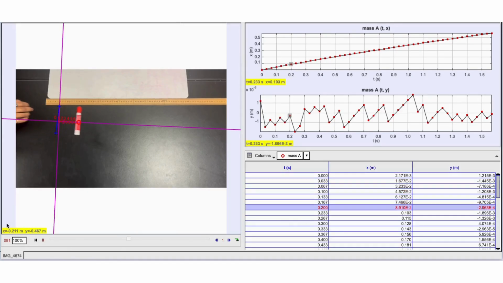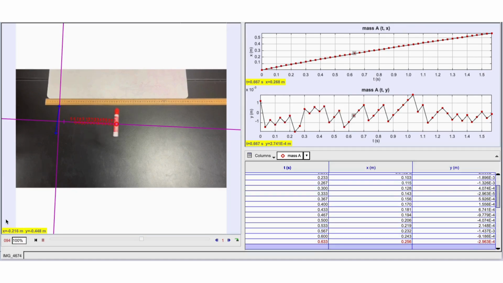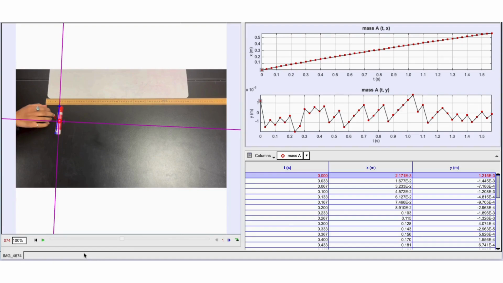In this experiment, we recorded a video of an object moving in a straight line across the field of view, ensuring the camera remained stationary. We included a meter stick for calibration in the video frame for accurate measurement scaling.